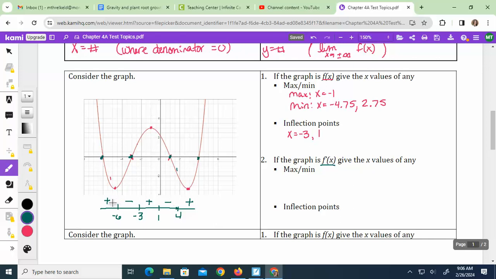So, at -6, you went from increasing to decreasing. So what does that tell you? We have a max. At -3, we went decreasing to increasing. So that's a min. At 1, increasing to decreasing. So that was a max. And at 4, decreasing to increasing. So that was a min. Does that make sense?